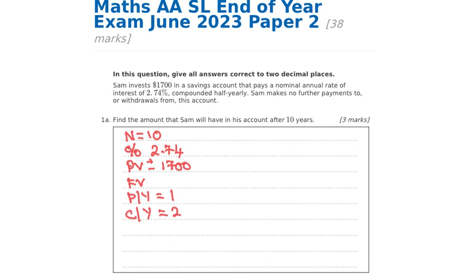When you've entered these, highlight the future value, press enter, and you should get a value of $2,331.71, which is the value after 10 years.